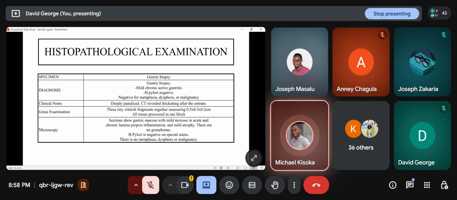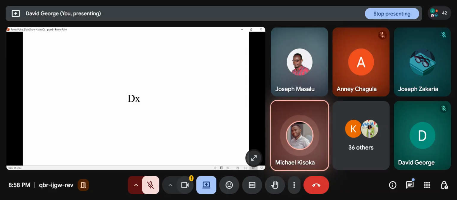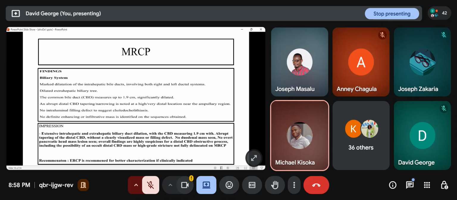So from this point, a colleague who is a surgeon suggested, okay, you know what, let's go for MRCP. I was working in a center where we have everything in house. So next slide, David. We went for MRCP, and these are now the results of the MRCP. Because of time, let's go for the impression only.